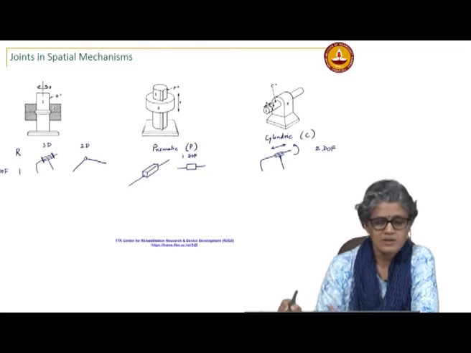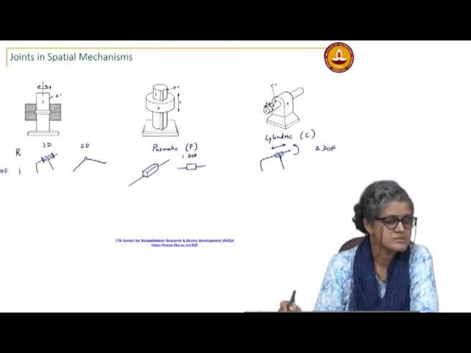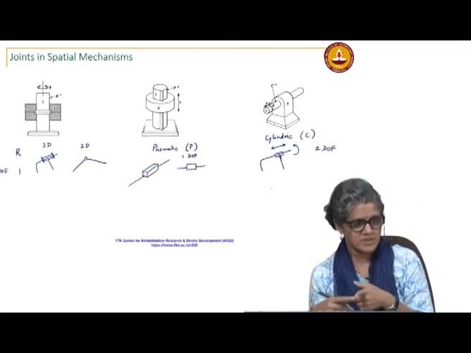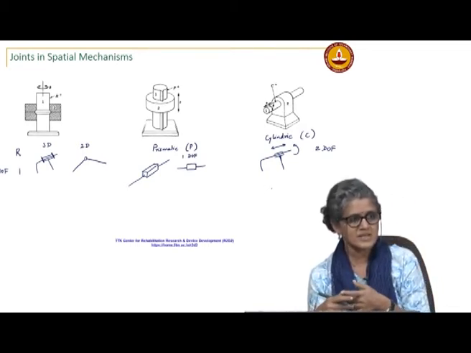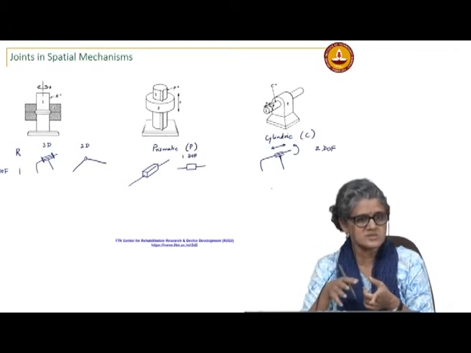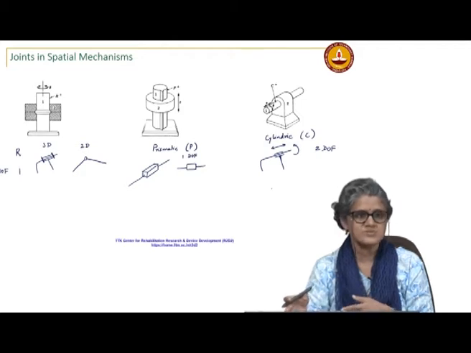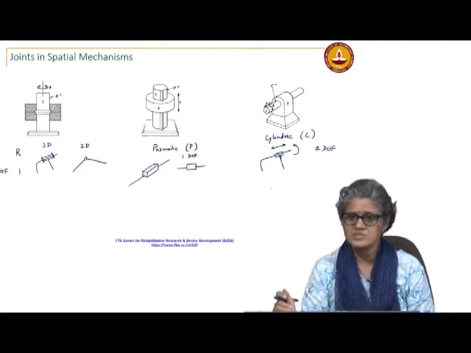And what would be the planar representation of this? It is not a planar joint. You do not encounter it in planar mechanisms because you have motions in 2 different directions. Sliding takes place in one, and the rotation is observed in another plane. Because of that, you will not encounter this in planar mechanisms.